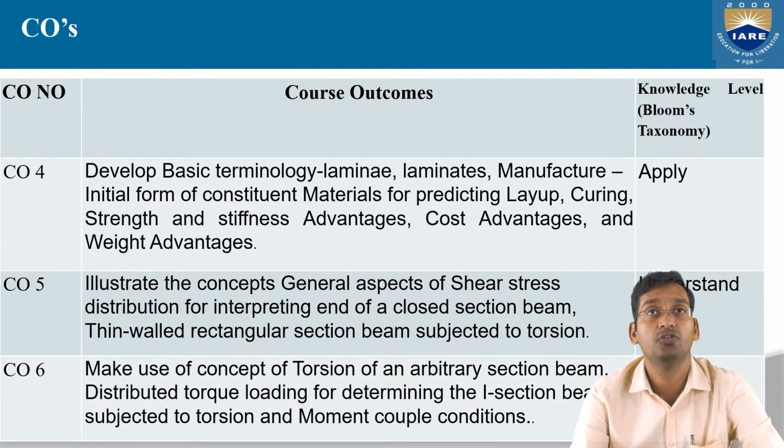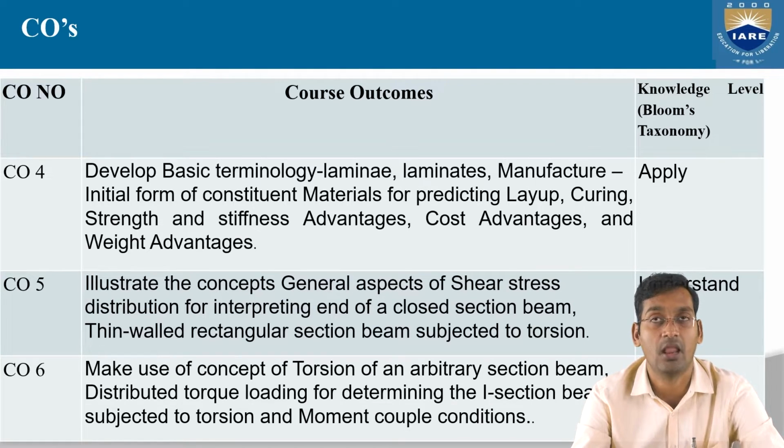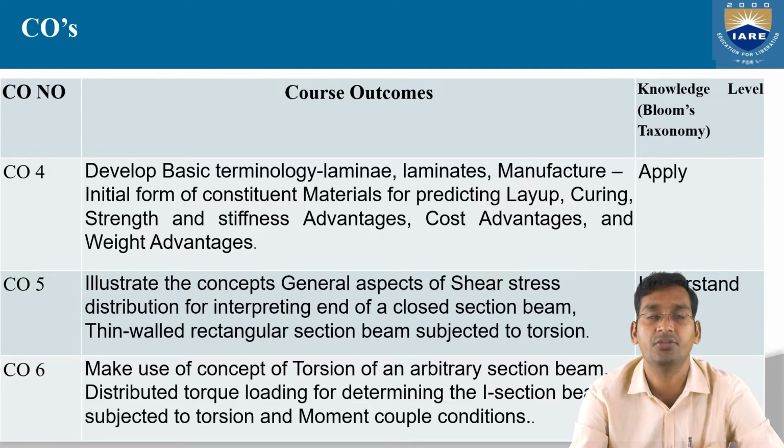Next is CO4. In this, the student will develop basic terminology: laminates, manufacture. That means what is a lamina, what are laminae, once that becomes plural, then how to manufacture, the initial form of constituent material for predicting layup, curing, and strength and stiffness advantage. It means how to manufacture the lamina of the composites, right? So a student will apply the concept of layup, curing and various methods. Then what are the stiffness advantages, cost advantages and weight advantages.